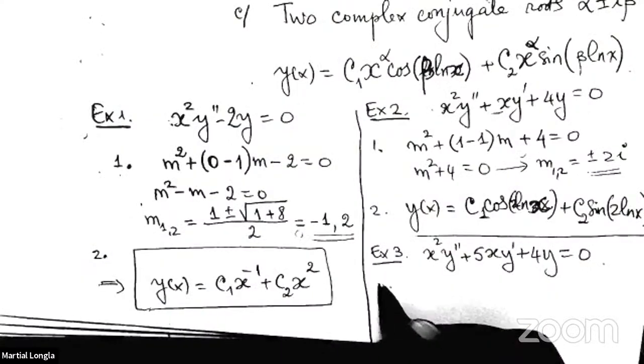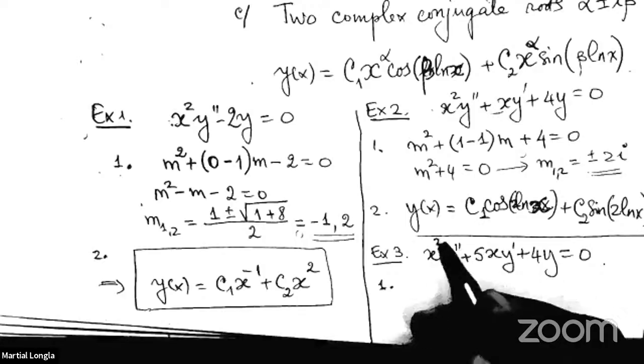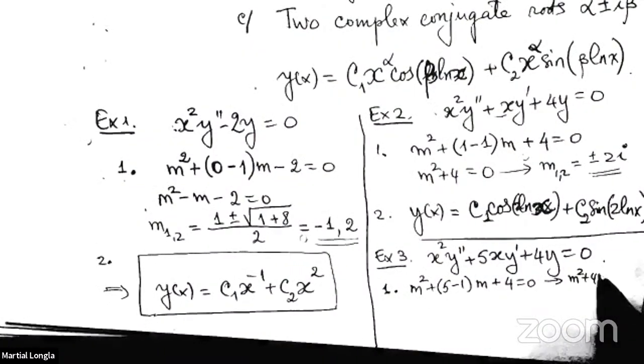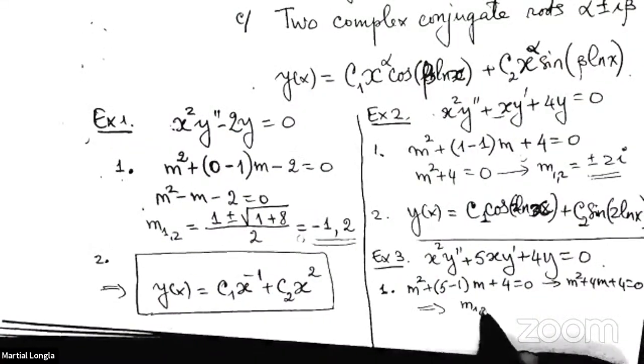I have the answer. Let's go. Step one. The a value is 1, so it's m squared plus, in parentheses, b minus a, so 5 minus 1, times m plus 4 equals 0. That's m squared plus 4m plus 4 equals 0. And the answers are m1,2 equal -2, -2.